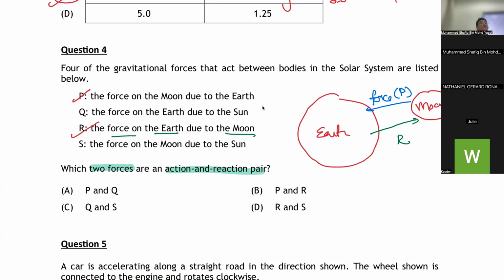So remember the action-reaction pair: number one, must be two different bodies, earth and moon. The second thing is earth acts on the moon. The second one is the moon acts on the earth. So it must always be like that, the pairing. The other answers are not correct because the sun suddenly appears, but there's nothing about the sun. So that's it for the answer. Sorry, it's B. Sorry, wrong.